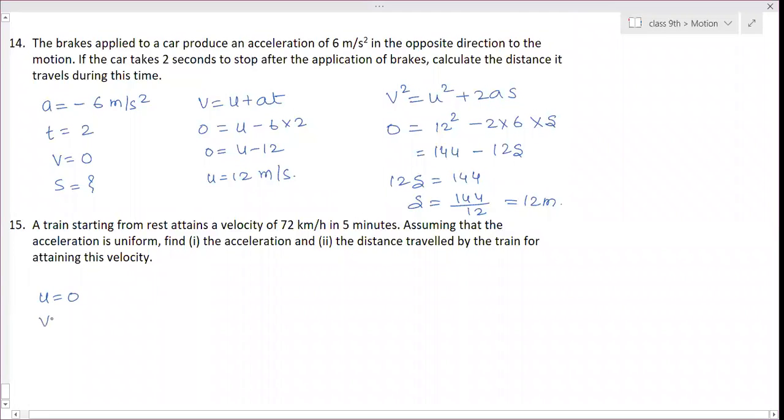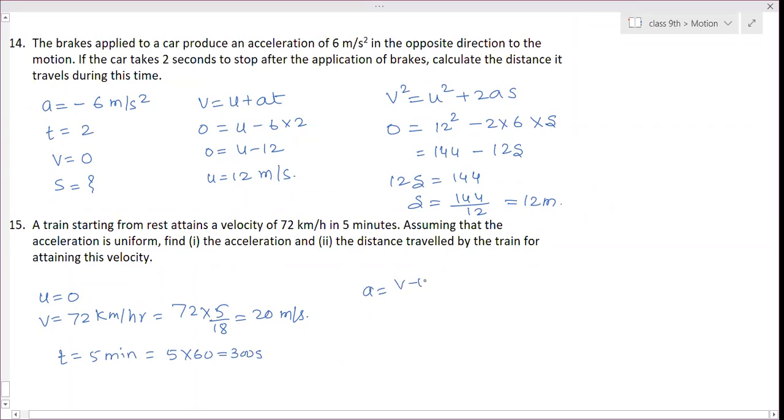u is equal to 0. v is equal to 72 kilometer per hour. That is equal to 72 into 5 by 18, that is 20 meter per second. And time is equal to 5 minutes. That means it is 5 into 60, which is 300 seconds.